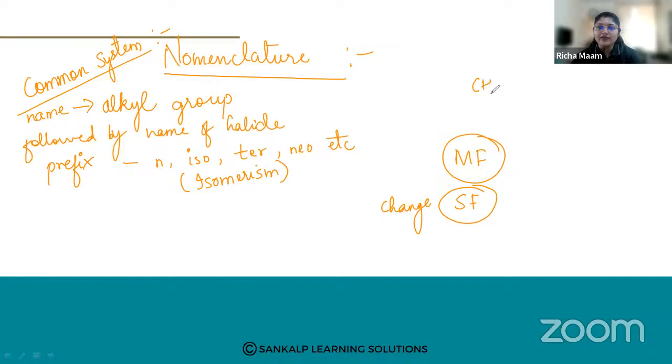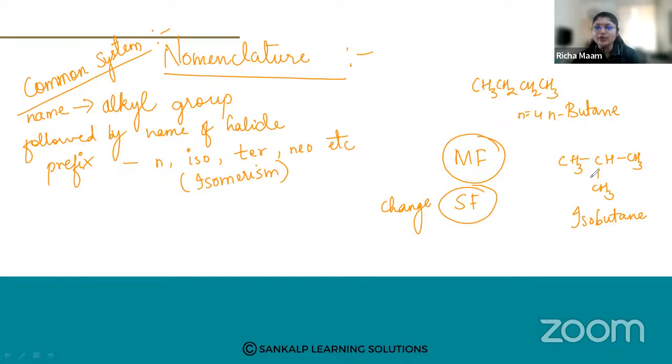Suppose I have N-butane: CH3, CH2, CH2, CH3. The number of carbon atoms is 4, so this is butane. When you have the straight chain, it is called N-butane. In the same way, CH3, CH, CH3, and CH3 is isobutane. Like this, the names are given based on the isomerism.